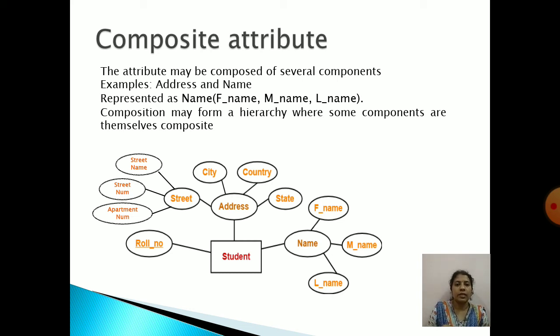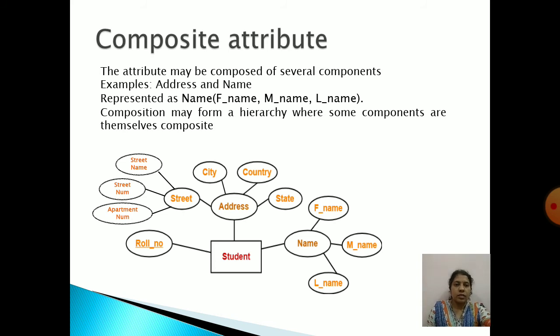So here address is divided into street, city, country, state. See, simple, what I said, simple attribute means it cannot be divided further. But here composite means it can be divided further, or it can have components. Okay, and each component can be divided further into several subcomponents.